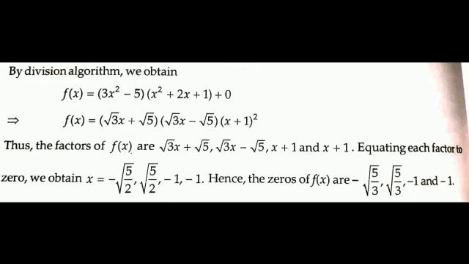Equating each term to 0, we obtain x is equal to minus root 5 by 3, plus root 5 by 3, minus 1 and minus 1. Here you please pay attention. Root under 5 by 2 is written. This is wrong. So the roots, that is zeros, are root 5 by 3, minus root 5 by 3, minus 1 and minus 1.